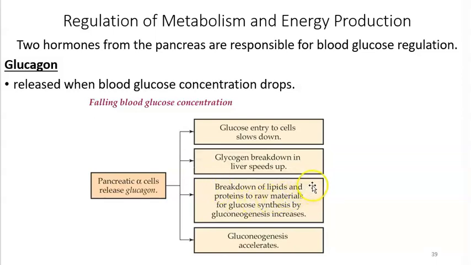Lipids, so fats, start to break down when glucagon is turned on into raw materials to synthesize glucose. So our liver is able to make glucose from fat, as well as make fat out of glucose. And gluconeogenesis accelerates. So that's the generation of glucose from these fat components.